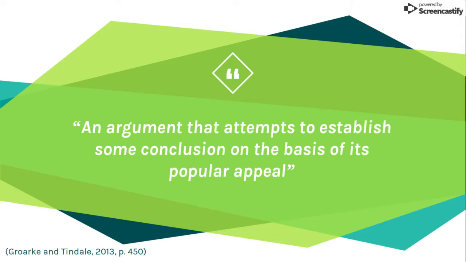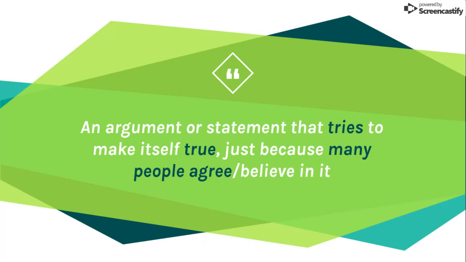So the textbook calls faulty appeal to popularity an argument that attempts to establish some conclusion on the basis of its popular appeal. So that's a little bit of a mouthful. I kind of condensed it and made it into something a little easier to understand. So I called it an argument or statement that tries to make itself true just because many people agree or believe in it. So they can think it's true, they can think it's correct, they can think it's credible, many different things. But when many people think it's true, that's what makes it a faulty appeal to popularity. And then you believe it's true too. It kind of becomes a little bit of common knowledge.